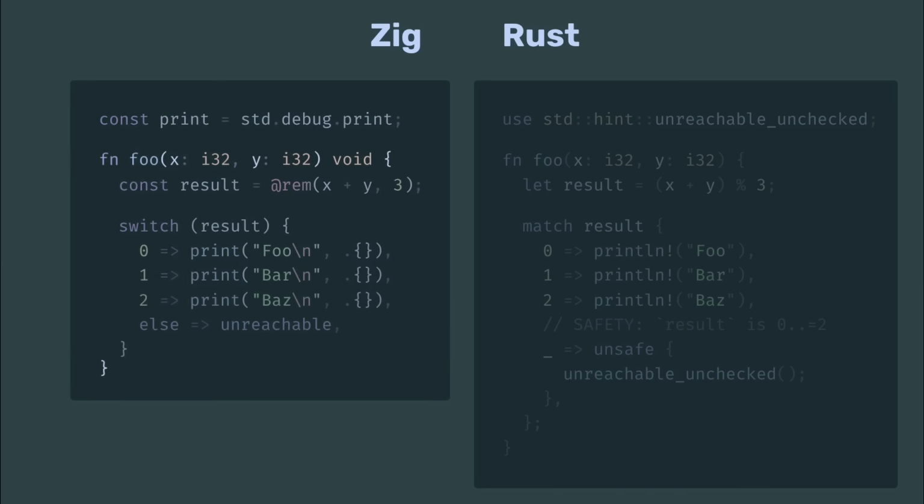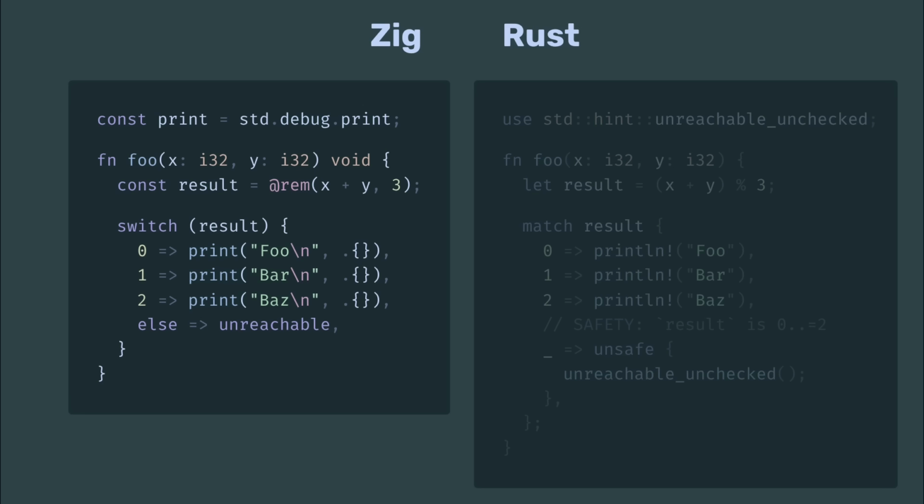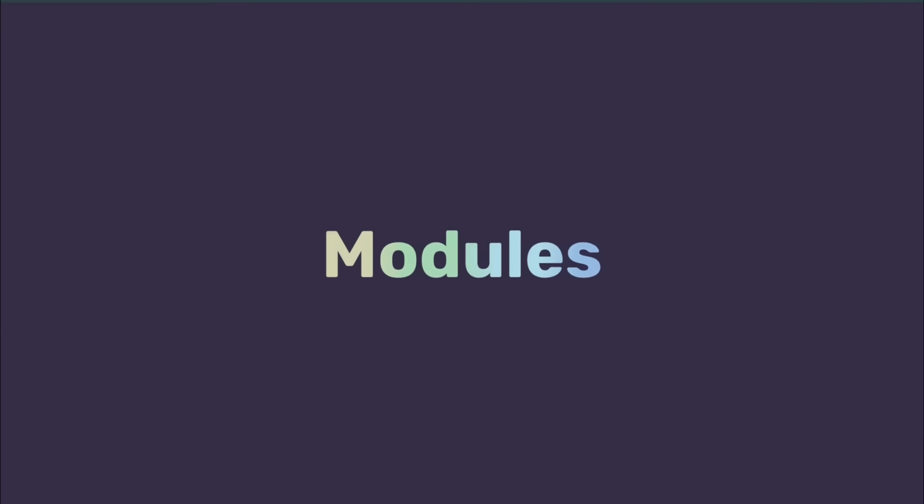In Zig, we can use the same unreachable keyword. In ReleaseFast mode, it is equivalent to unreachable_unchecked in a release build in Rust, and is good for performance and code size. In Debug and ReleaseSafe modes, it will panic, which is similar to Rust's unreachable macro and is good for debugging. Okay, now let's talk about modules and how code is organized in projects.